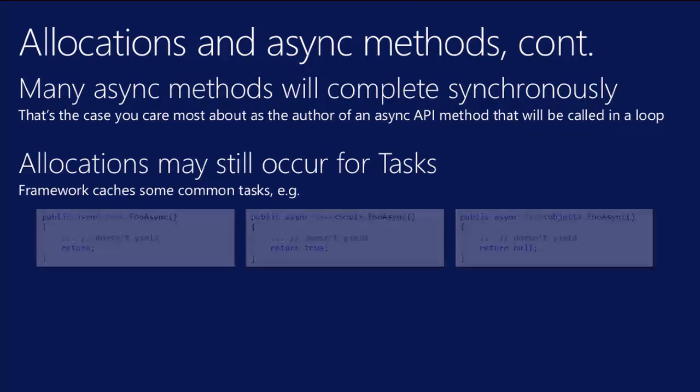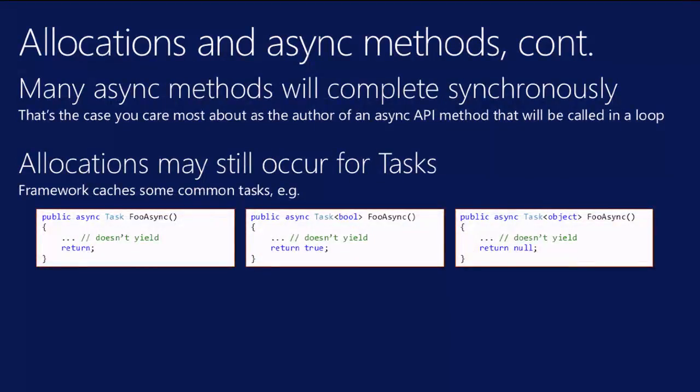The framework caches some common tasks. Like it caches this task here. If you look at the non-generic task, FooAsync, right? A non-generic task can be in one of two states. Either it's not completed or it is completed. Maybe it's like an error or something, right? But if I make it all the way to the end of the method and it's already completed, it's just a task that when you ask it, are you done, it says yes. All of those tasks are equivalent. There's no point allocating a new one all the time. So if I have a task that is already completed, we might as well just store one of those.